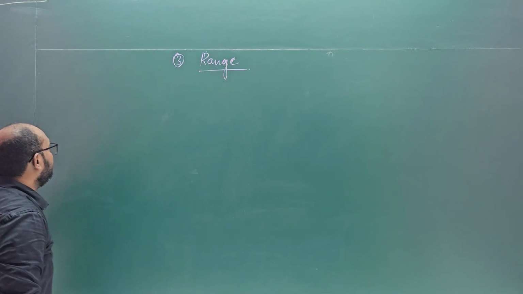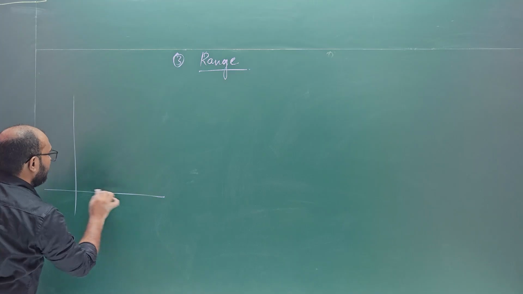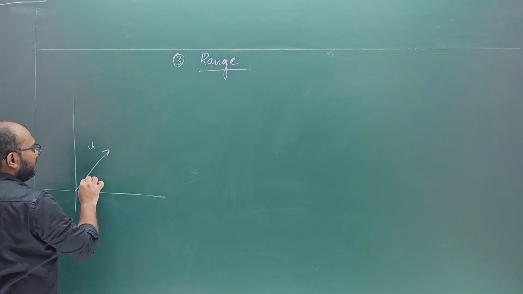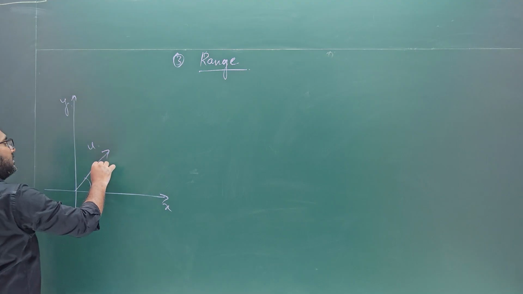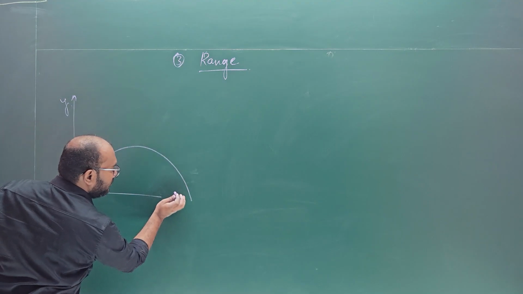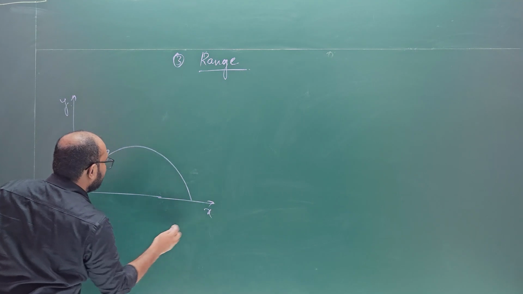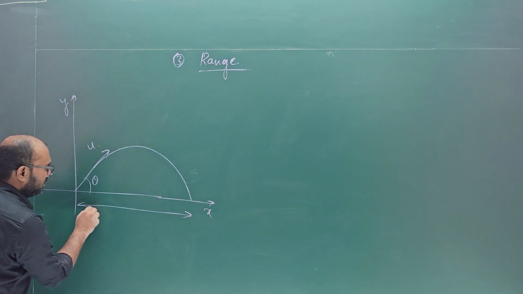Okay, to calculate the range, again I am coming back to the figure. If an object is being projected with an initial velocity u, this is your x-axis, this is your y-axis, then the object will be following this path. Yes or no? If this object is following this path, then this region is called as what? Your range, na?